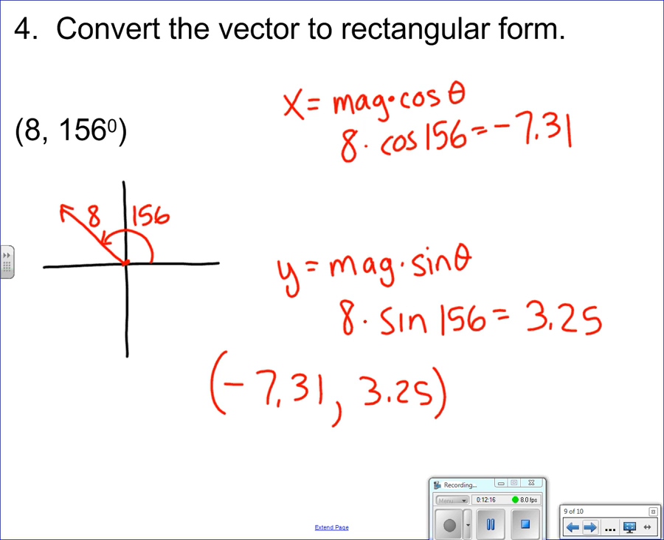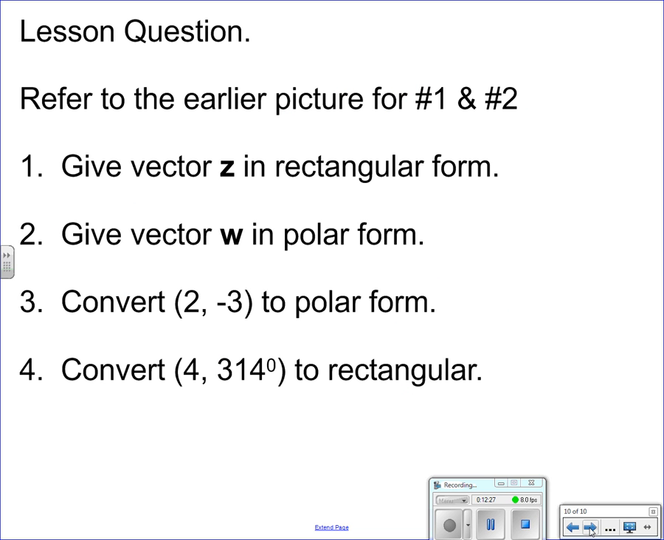Now that should make sense. Think of this as an X and Y. I go negative and positive. Yes, that makes sense. So there are your 4 lesson questions for the day. For 1 and 2, please refer back to the very first example, the very first 2 examples that I did.